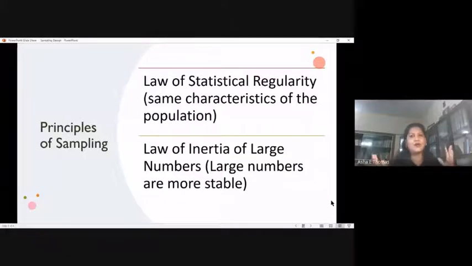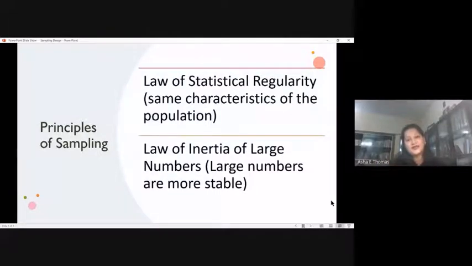That large number, how much is it? The sample size depends upon the number of units in the population. Suppose my population is huge, I'm going to cover different nations across the globe. My sample size should be large enough to represent that. Otherwise, no one will be able to accept the findings which are made by conducting in very minimal units, right? So that is law of inertia of large numbers.